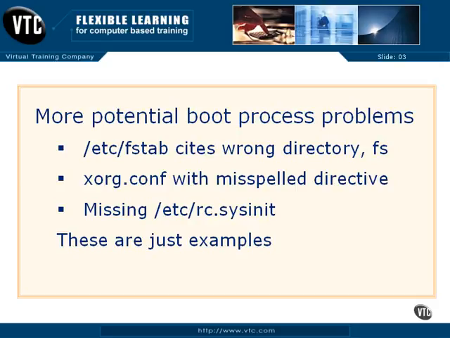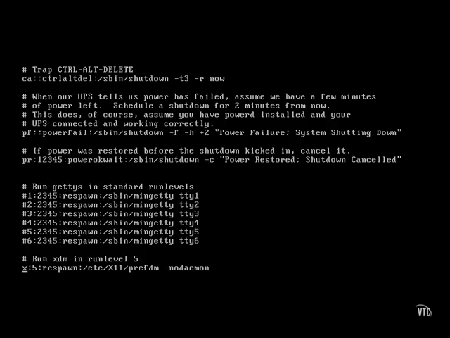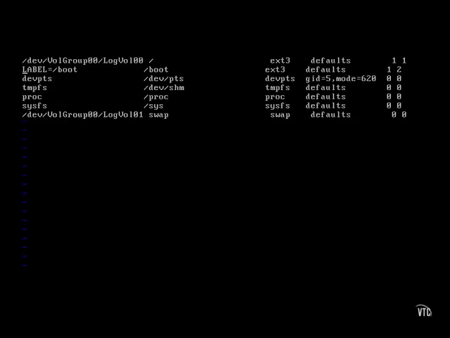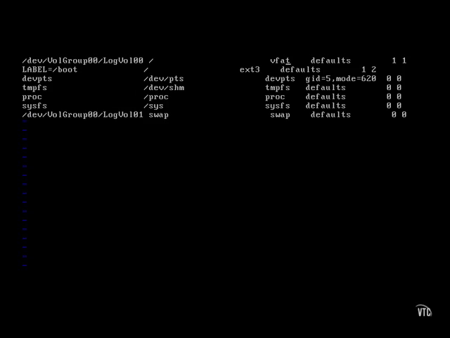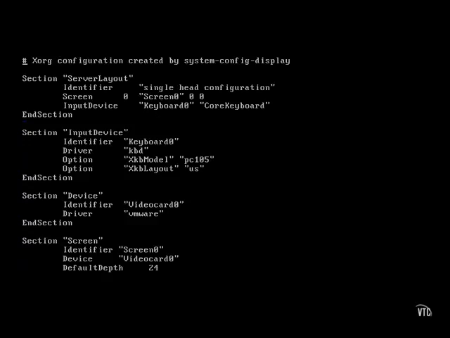Other potential boot problems relate to files like /etc/fstab. What if the boot device cited the wrong directory? What would happen if the wrong file system were cited? Mucho trouble. What happens if you see the X window configuration file with a misspelled directive? If you were in run level 5, the system would not start the X window.